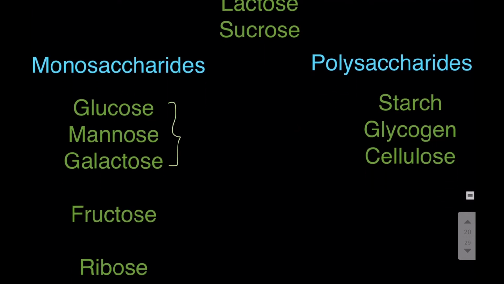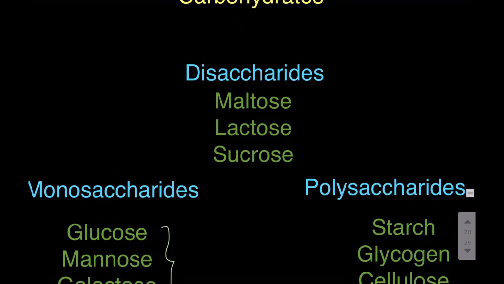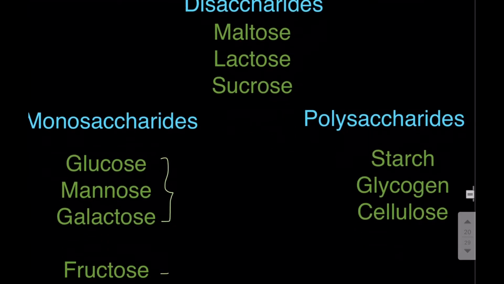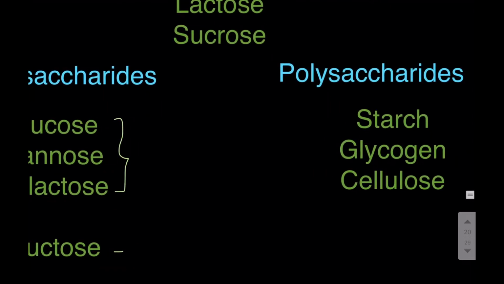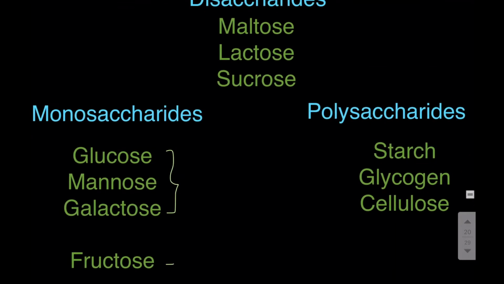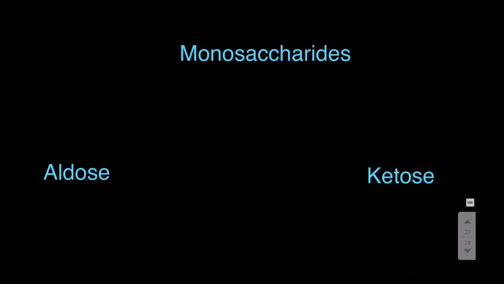Among the monosaccharides, we need to be clear about glucose, mannose, and galactose, and also fructose and ribose are the other two examples. Among the disaccharides, it's maltose, lactose, and sucrose. And among the polysaccharides, it's starch, glycogen, and cellulose. Although this looks like a large number, it's very easy to memorize their structures. So let's start with monosaccharides.